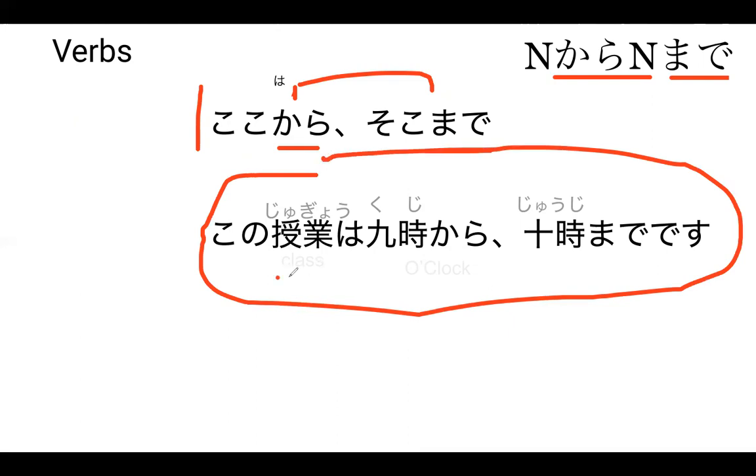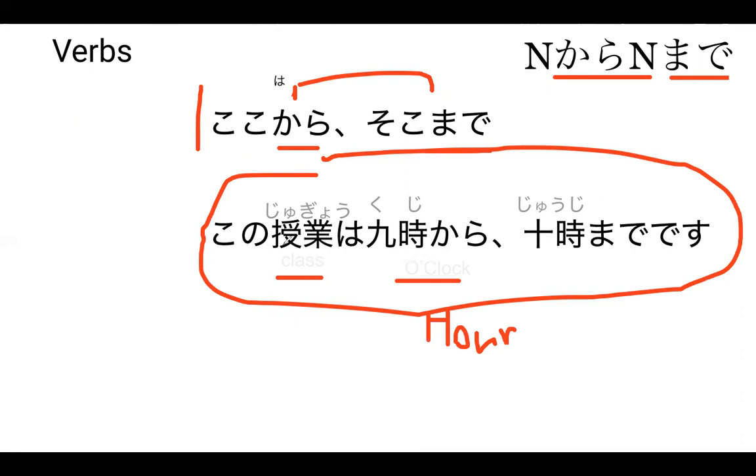So, jūgyō means class. Do you know what ji means? The ji on its own? No. So ji, this kanji right there, basically means o'clock in English. It's like hour. Oh, okay. But we don't really say hour out loud. We say o'clock in English.